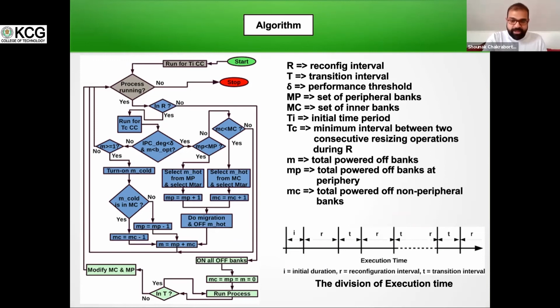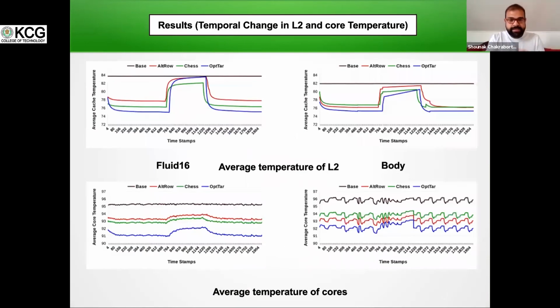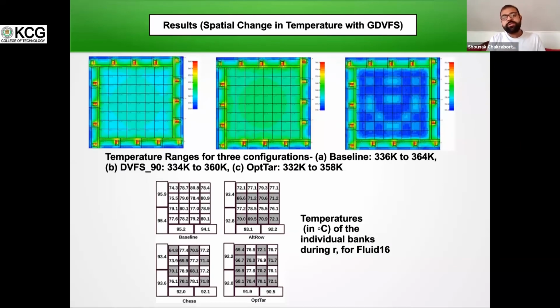So these are the results that we have achieved, and this is the spatial change in temperature with respect to GDVFS. The same algorithm we have also used here, that was developed by some researchers at other universities.